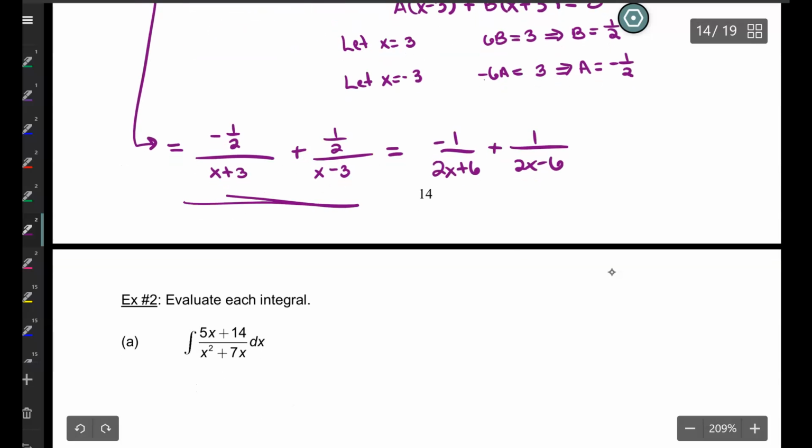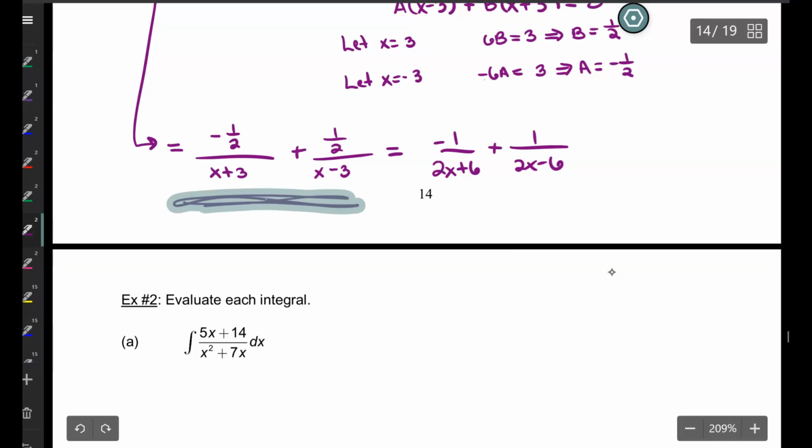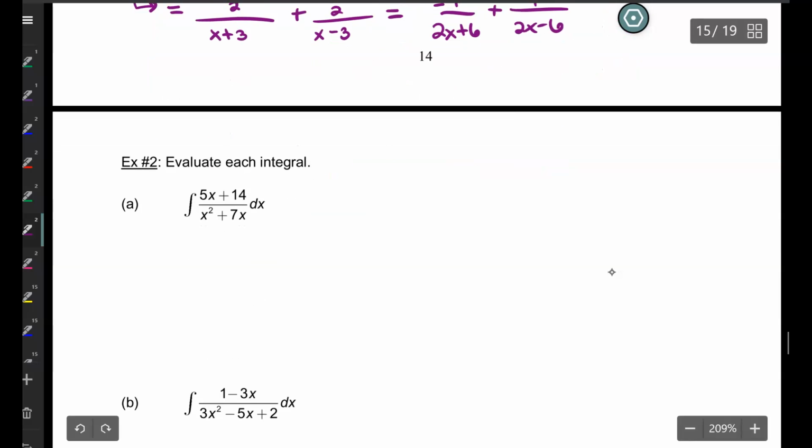Again, I'm fine if you leave it like this, because when we're really going to be evaluating these, we're going to be doing integrals, so it's actually easier if you just leave the 1/2 the way it was. Okay, evaluate each integral. So we are going to be doing this by partial fraction decomposition.